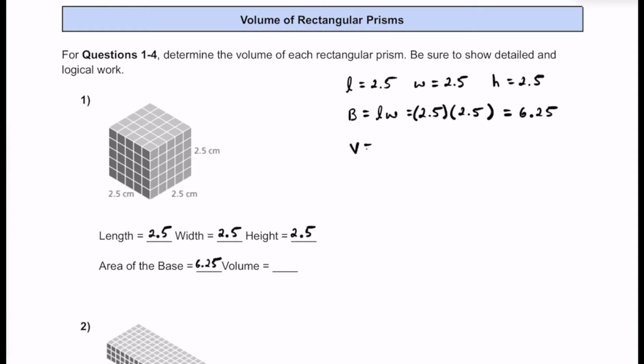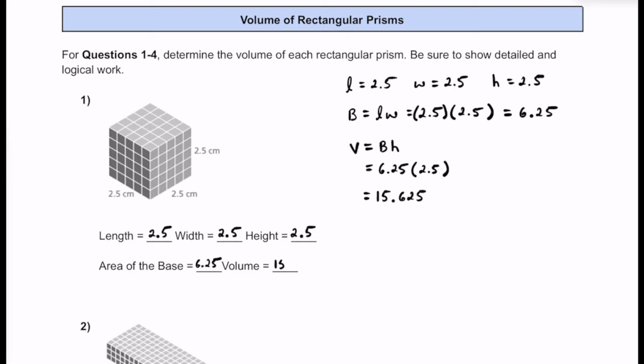Well, the formula is capital V is equal to whatever the area of the base is multiplied by the height. We already know the area of the base here is going to be 6.25. So it's going to be 6.25 multiplied by whatever the height is, which is also that 2.5 because it was a cube. And so if we take 6.25 and multiply that by 2.5, we should end up with 15 and 625 thousandths. This right here would be the volume of this right rectangular prism.